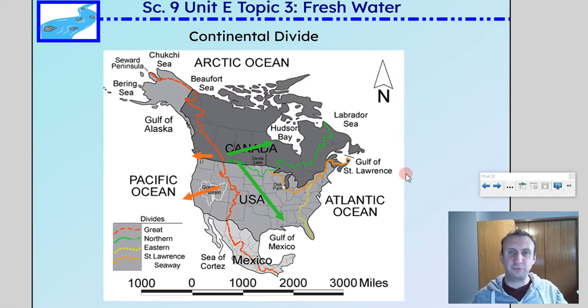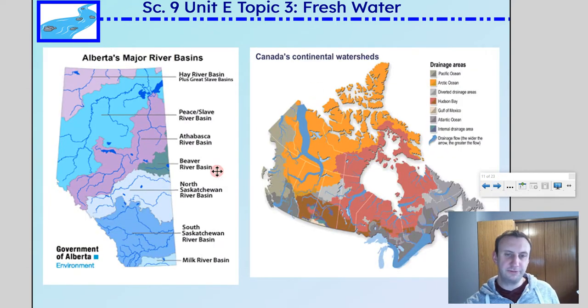And just neat, right, that we have this divide, and then the watershed, as a result, drains water into the different areas or different oceans. Here's another couple of diagrams. We're not going to go too deep into this, but just showing in Alberta different watershed areas that go into rivers, right? So we have this blue watershed going into the Peace Slave River Basin. We have, of course, the South Saskatchewan River Basin that we're a part of right here. So it goes into that river, and that's the watershed. So different watershed areas.